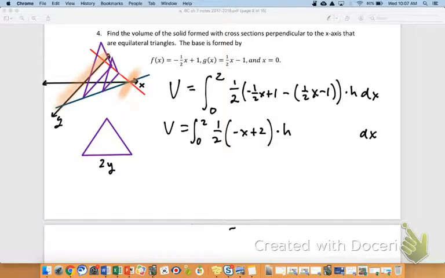So let's backtrack a little bit. So let me get rid of this 2y. So if we didn't recognize the symmetry, or maybe there was no symmetry, then wouldn't we have to say that this base length is -x plus 2? Okay, so that means the other two sides are also that. Got to find the height, though.